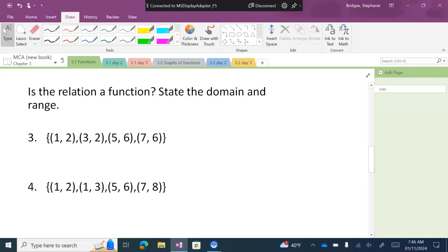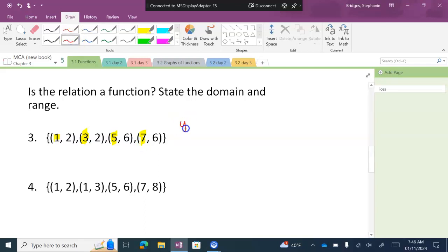Okay, so we have a set of ordered pairs for number 3. We're trying to determine if it is a function. And then we're going to state the domain and the range. So my ordered pairs, my relation in number 3 is (1, 2), (3, 2), (5, 6), and (7, 6). And so the first thing I want to look at are the x values only. I'm trying to determine if this thing is a function or not. I have 1, I have 3, I have 5, and I have 7. Are any of those repeated? No. So would this be a function?